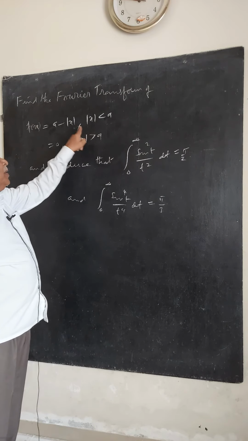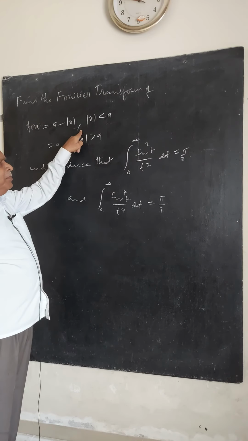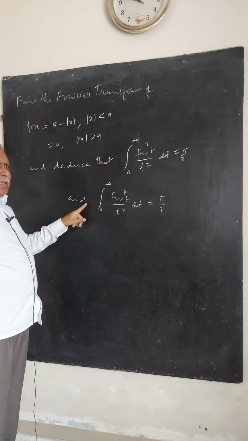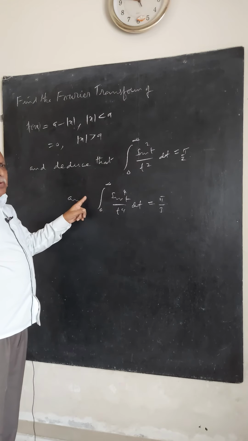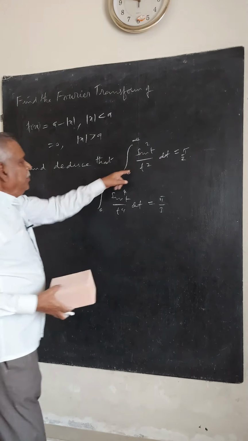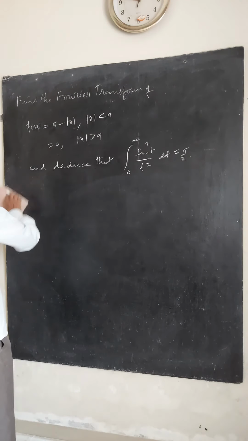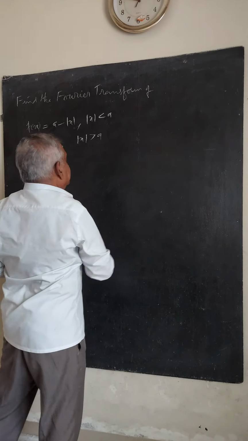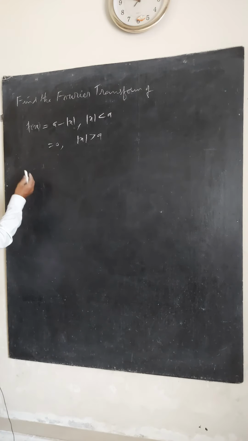This is simply how we will do this sum, but in this step we will use Parseval's identity. I will give you that later. Let us do this sum. We have to find the Fourier transform first.